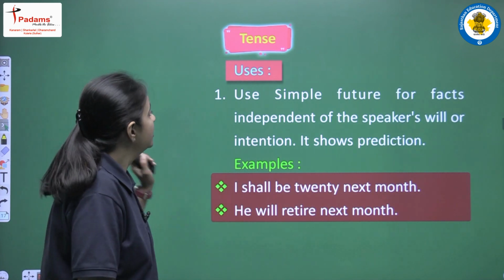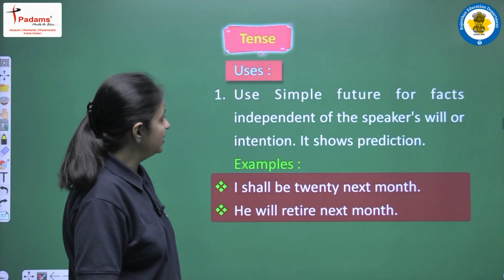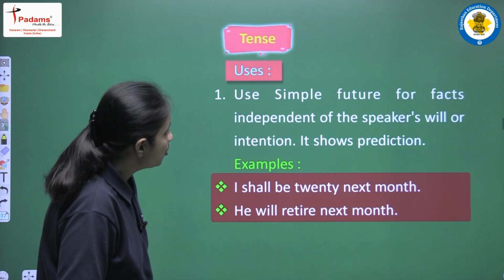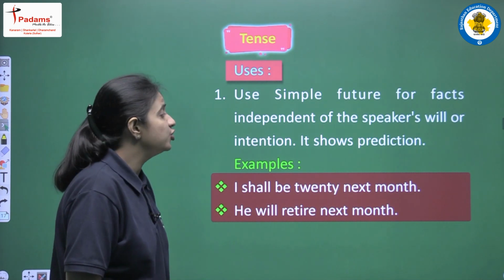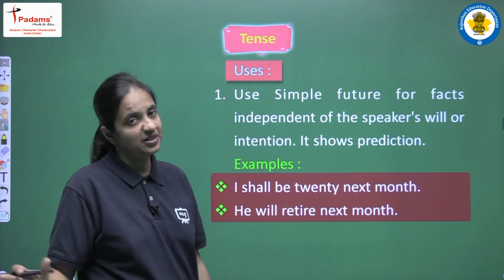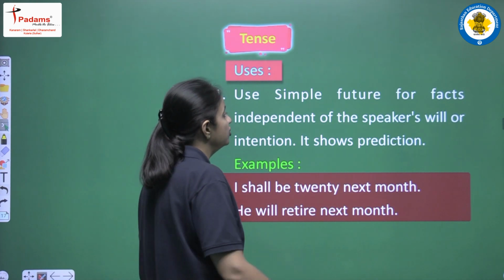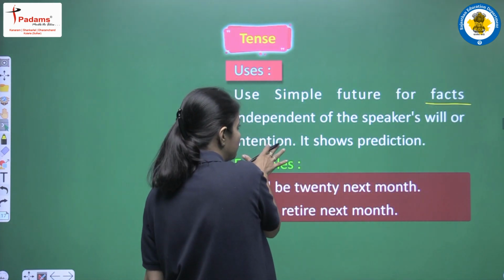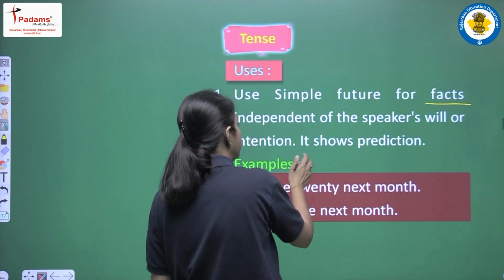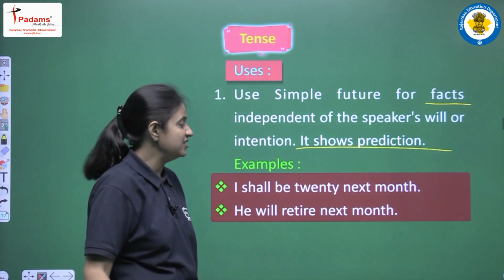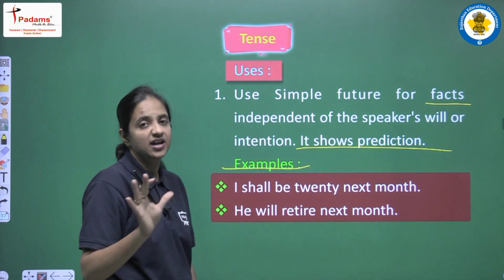So let's read. Use future simple tense for fact independent of the speaker's will or intention. It shows a prediction. So this is the very first use of future simple tense, and this tense is used to show the facts that are totally independent of the speaker's will or intention, and it also shows a prediction. So what does it mean? Let's see some of the examples.